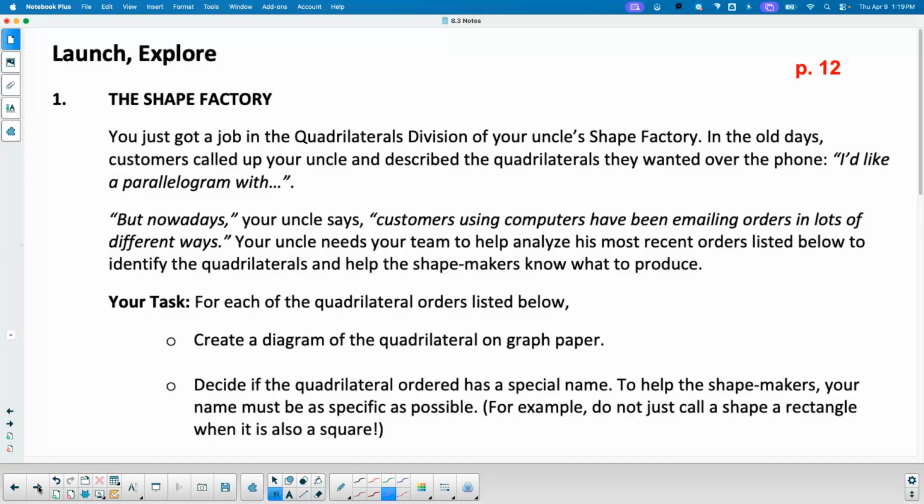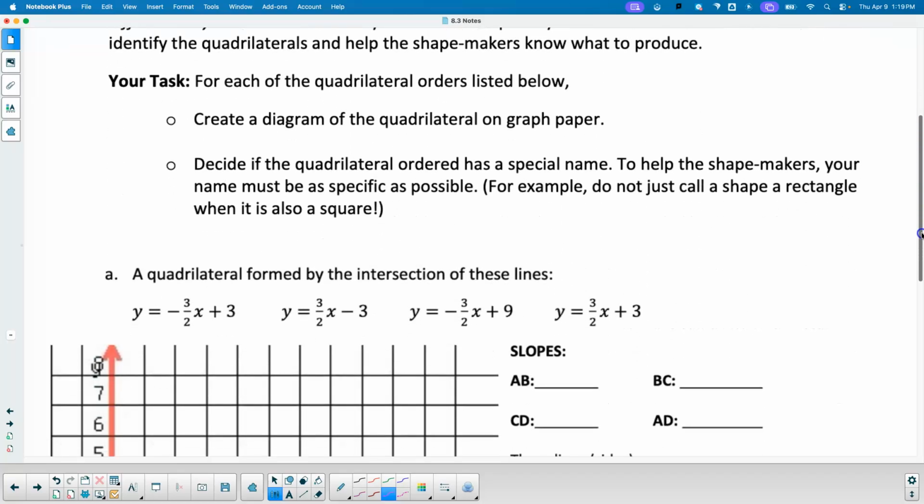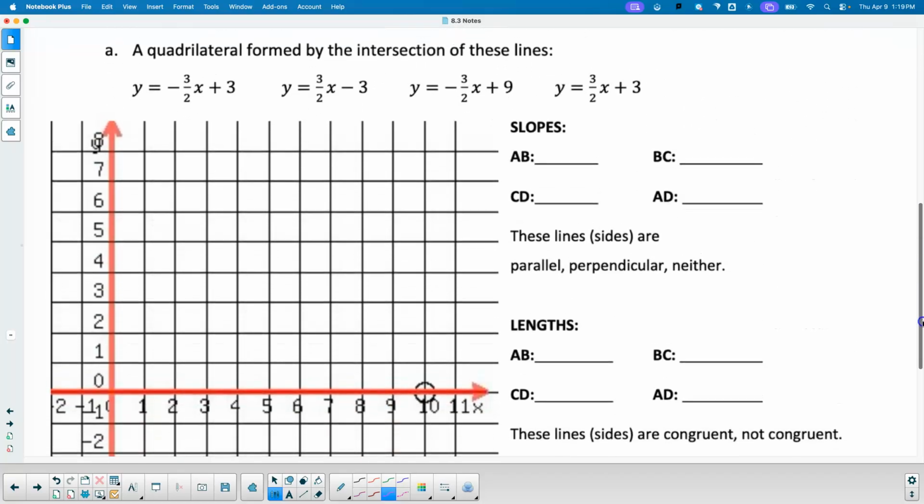So, you just got a job at the quadrilaterals division of your uncle's shape factory. In the old days, customers called you up and described the quadrilaterals they wanted over the phone, like, I'd like a parallelogram with this. But nowadays, customers using computers have been emailing orders in lots of different ways. Your uncle needs your team to help analyze his most recent orders listed below. Identify the quadrilaterals and help the shape makers know what to produce. Okay? So, here is an order.